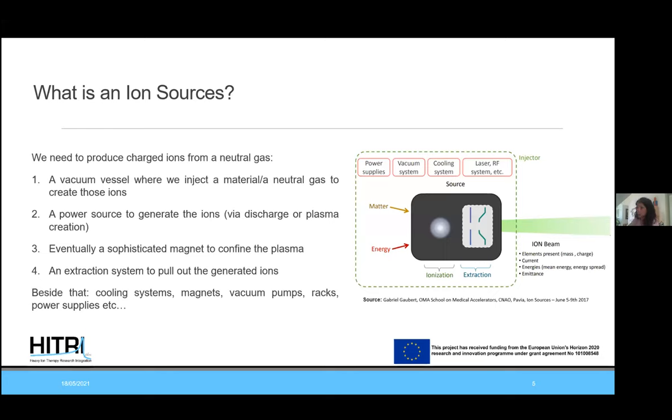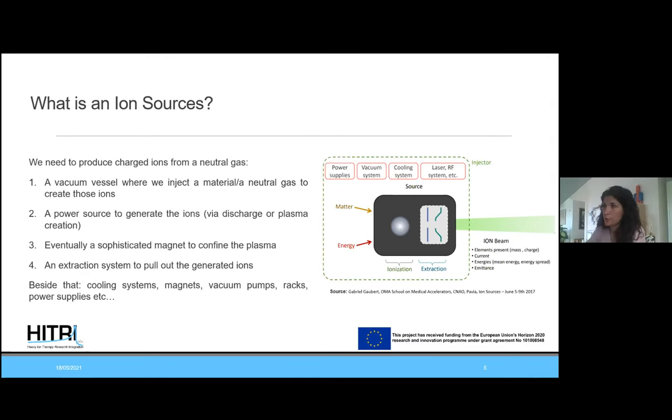What do we need, first of all, to build such an ion source? First, we need a vacuum vessel where we will inject some material or a neutral gas, and this is where we will create our ions. Second, we need a power source or an electromagnetic force to really create those ions, which we inject into the ion source. Then eventually we might want to make use of sophisticated magnets to confine our plasma, or the ions in the vacuum vessel, to have better stability and favor the ionization process. And finally, we need a way to extract those ions. Once this happens, we can consider this the main part of our ion source.